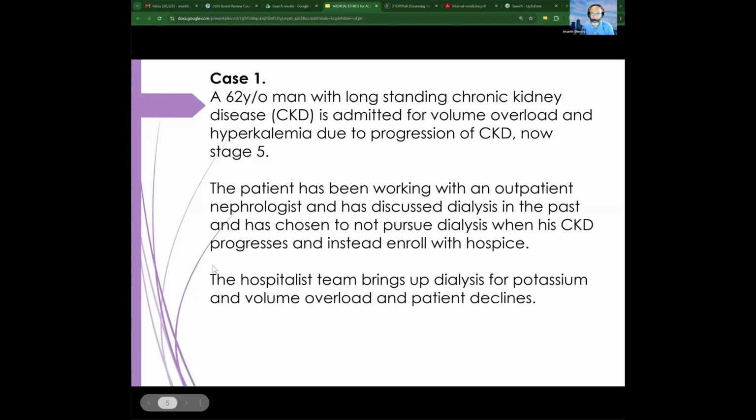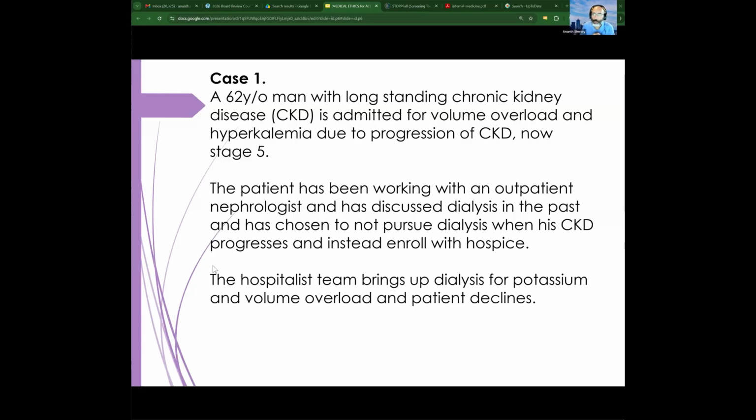So, our first case. We have a 62-year-old gentleman, and this is a patient of mine actually, with long-standing chronic kidney disease, and is admitted for volume overload and some hyperkalemia due to, of course, progression of the chronic kidney disease now at end stage. The patient has been working with their outpatient nephrologist for years, and it's no surprise that end-stage renal disease was on the way. And they discussed dialysis and, in fact, preparing for it prior to this.